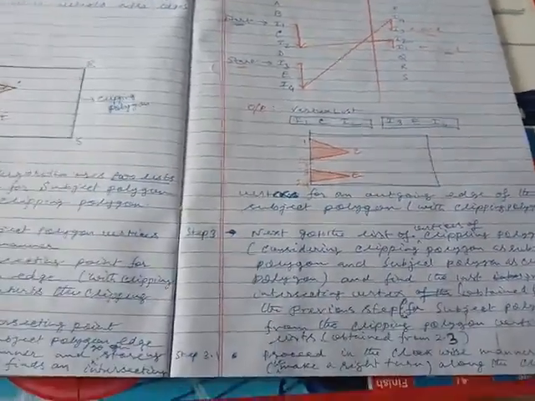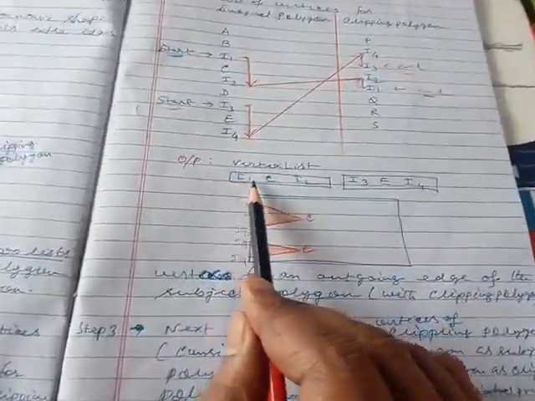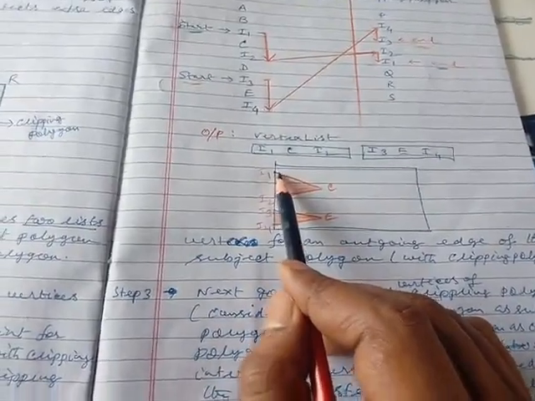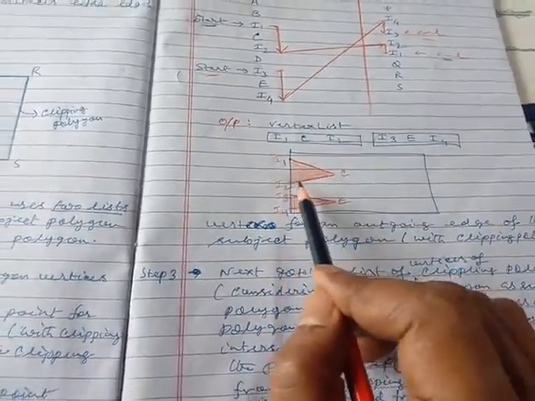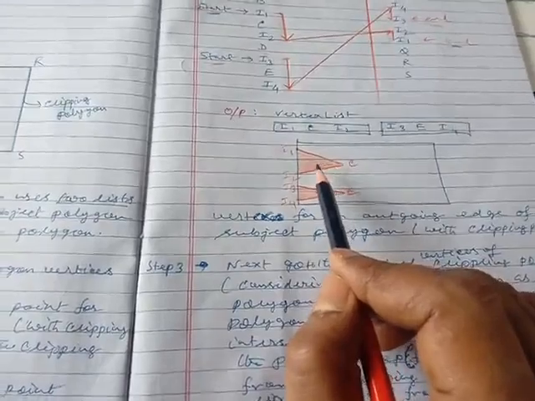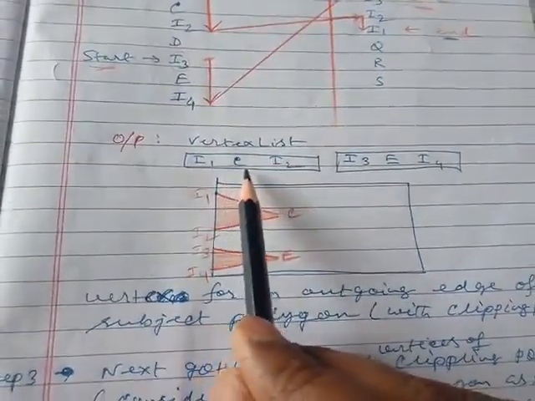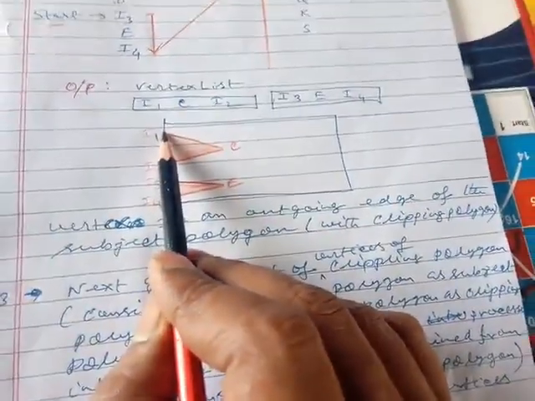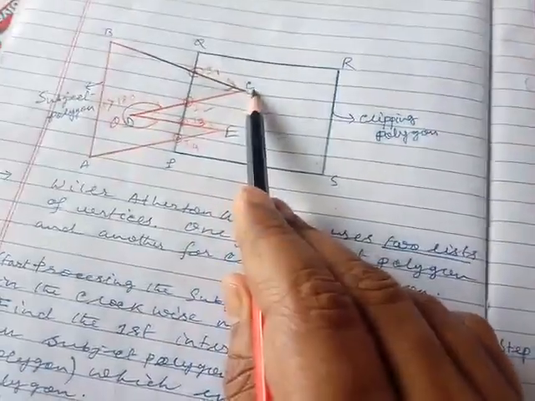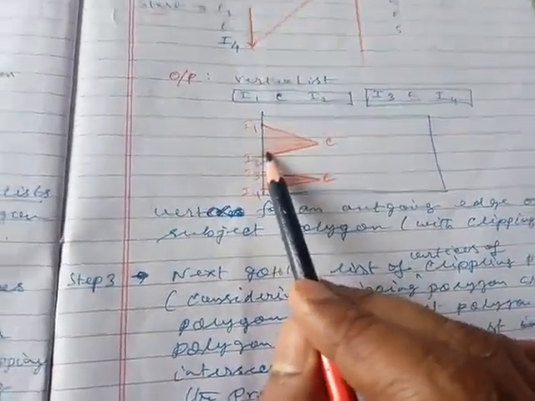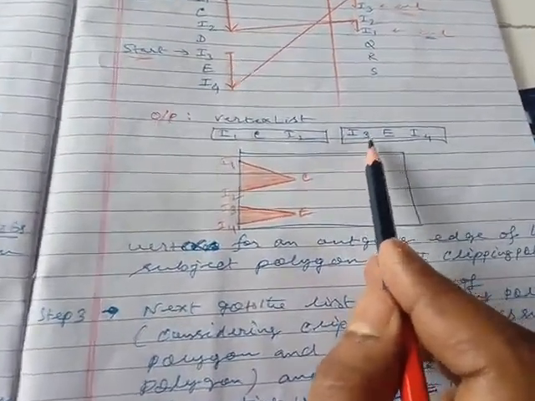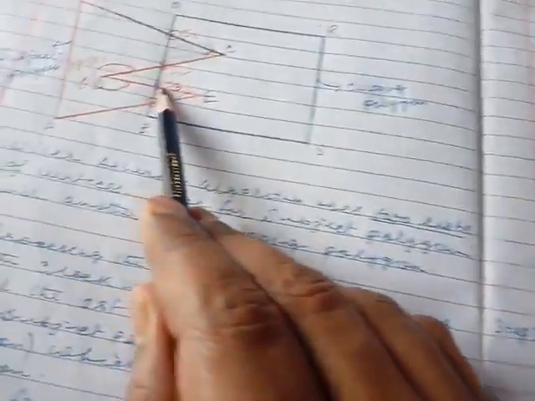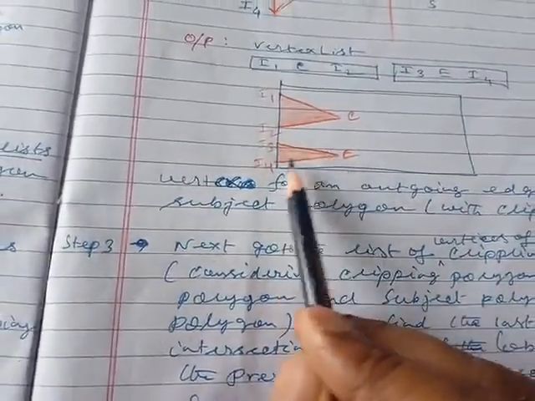By this way, finally, from the output vertex list, we can draw the final clipping region. Like for here, two lists are generated in the vertex list in output. So I1 is here, then C was here, then I2. So I1, C, I2. Then from the other list we get I3. So I3 was here, E and I4. So we get I3, E and I4.